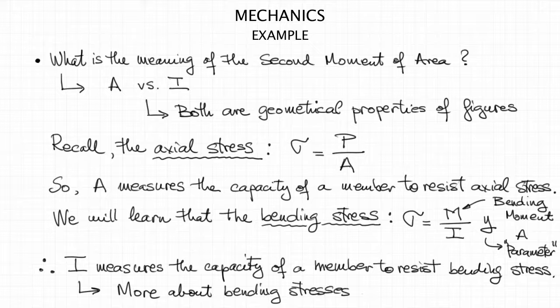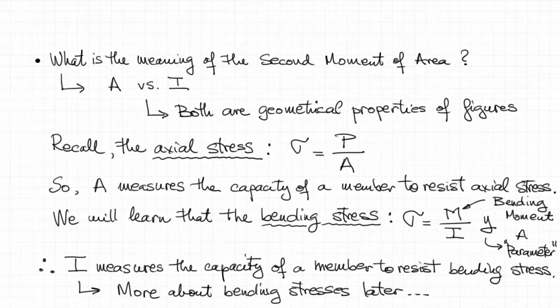What you need to remember is the difference between A and I. One measures the capacity of a member to resist axial forces. The other one measures the capacity of a member to resist bending or bending moments. Having said that, let's go now and solve an example.